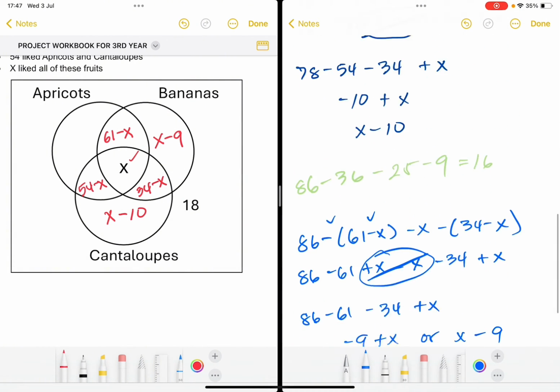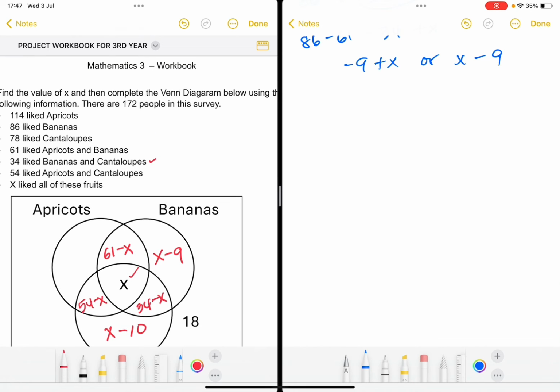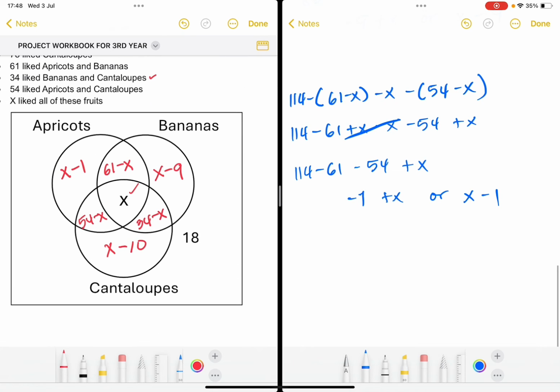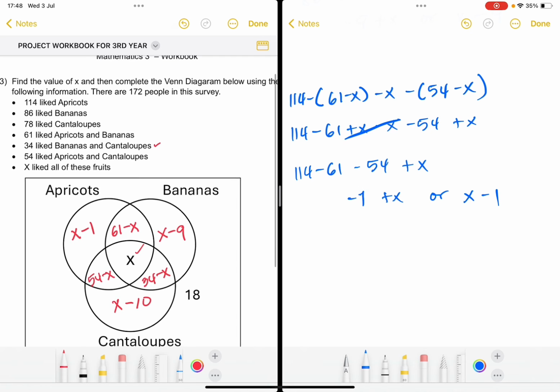The same steps with the variable x. So we have 114 minus 61 minus x minus 54 minus x. So 114 minus 61 plus x minus 54 plus x. Okay, 0. 114 minus 61 minus 54 plus x. So negative 1 plus x, or I can write it as x minus 1. We have now completed the Venn diagram.